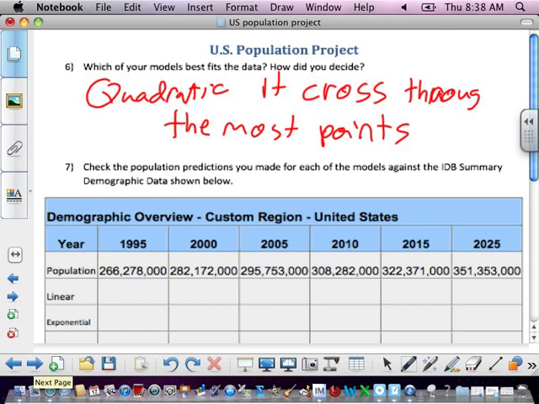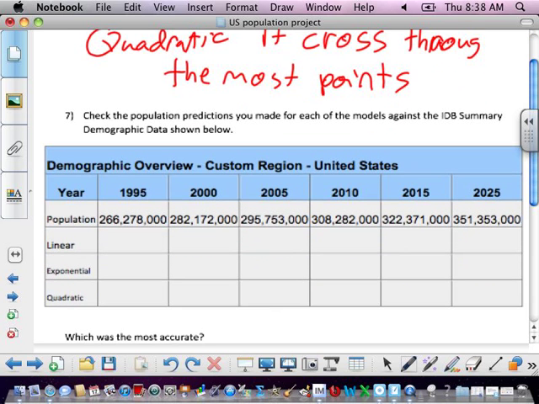Okay, so what you had to do for the next part is plug in your numbers for linear, exponential, and quadratic. So in 1995, we got 213,403,000. For exponential, we got 415. Wow, that's a really big number. 1,794,000. Which one's closest so far, the linear or the exponential, to the actual population? Linear, so let's look at quadratic. 261, oh, that's really close. 368,000.